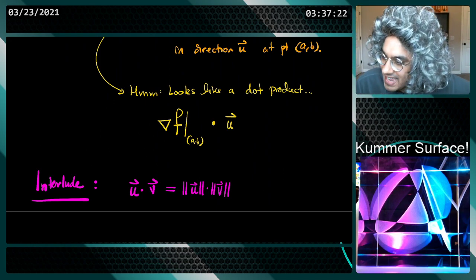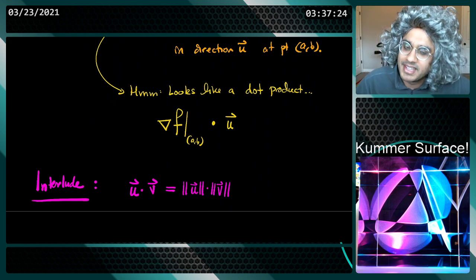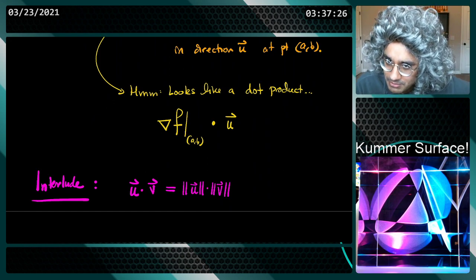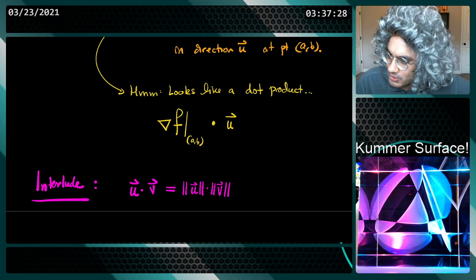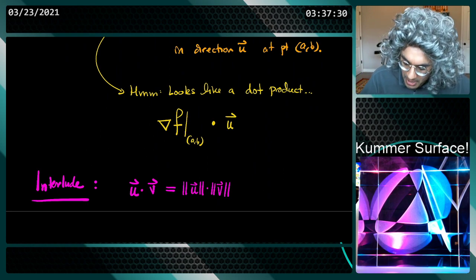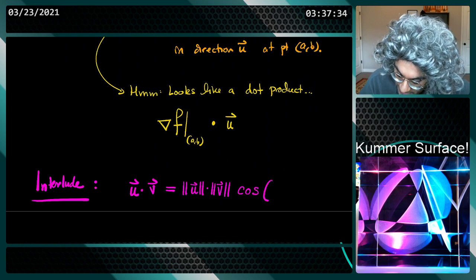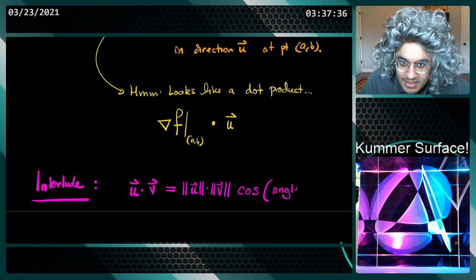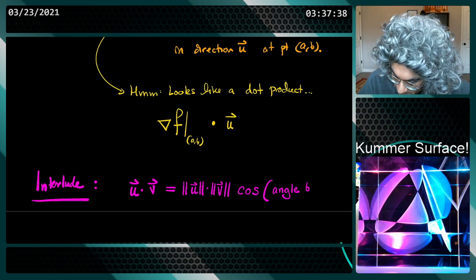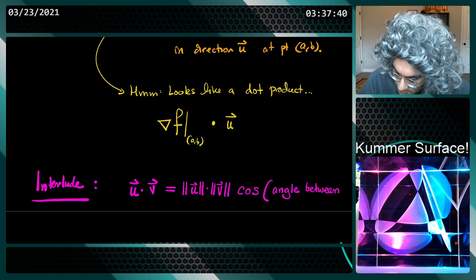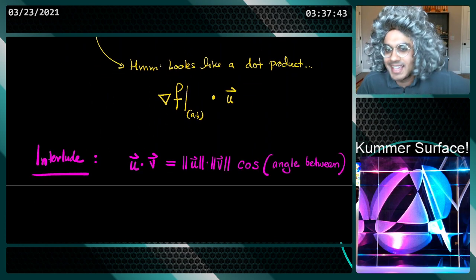Exactly, Jumble. Exactly, Smash Time. Smash Time is a brilliant mathematician, so I'm happy that you remember that. Good job, you get full credit. Cosine of the angle between the two vectors. Exactly.